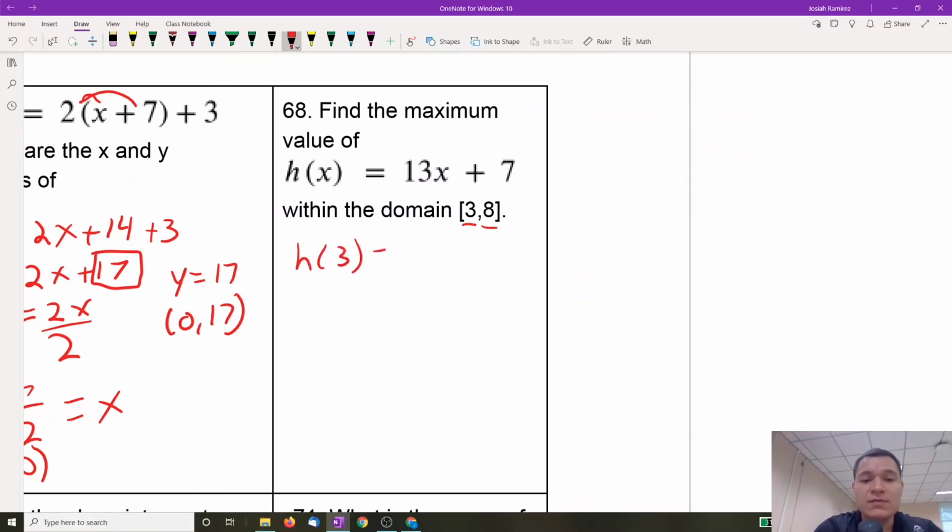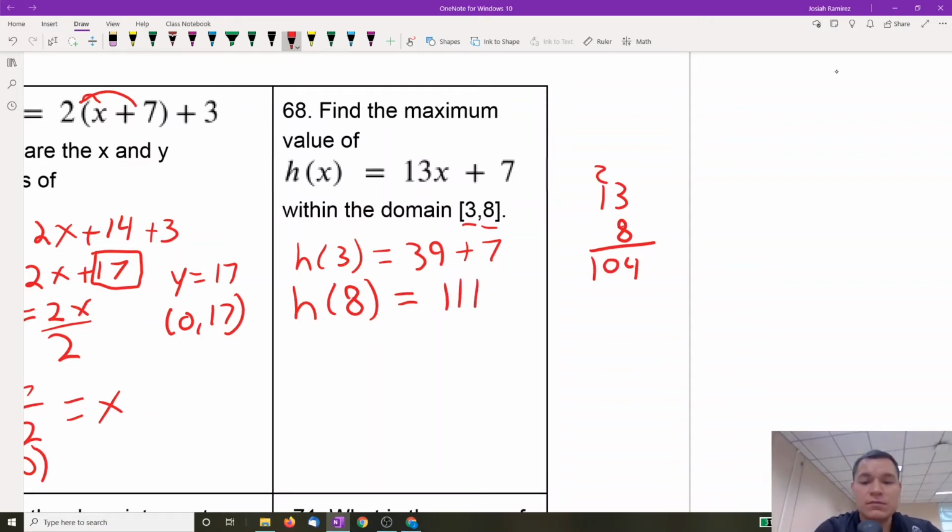H of 3 is 39 plus 7. H of 8 is, I think I need to write that one down. 104 plus 7 is 111. And this one makes 46. Which one's the maximum? 111. The maximum value was 111.